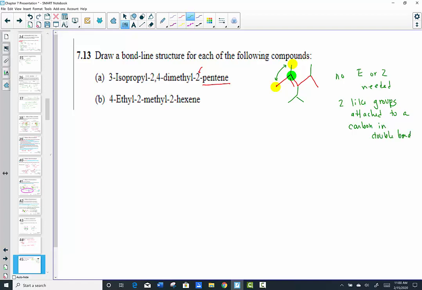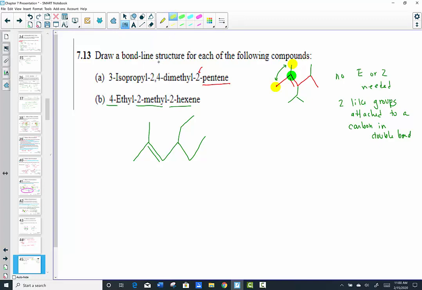There we go. Let's try another. So I go to the root word, 2-hexene. 1, 2, 3, 4, 5, 6. Between carbon 2 and 3 is a double bond. At carbon 2, there's a methyl group. And at carbon 4, an ethyl. 1, 2, 3, 4. There's an ethyl group. 4-ethyl, 2-methyl, 2-hexene.